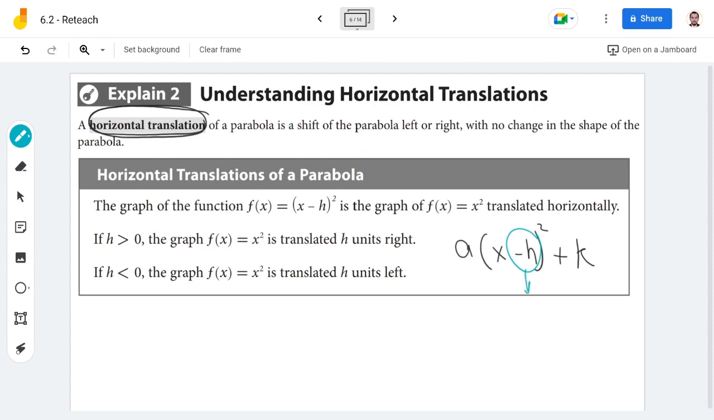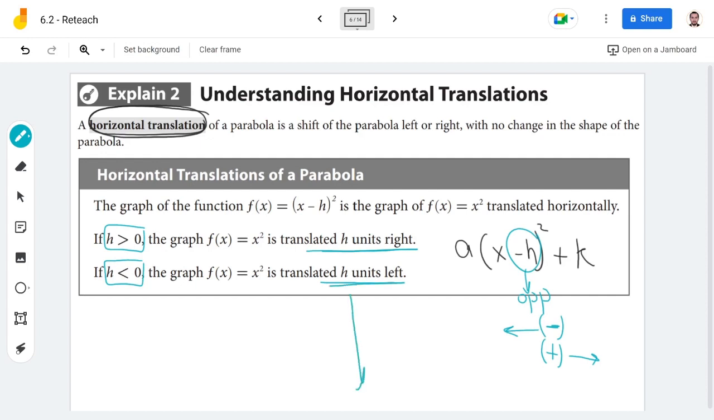Now, h is always, I told you, the opposite sign. So if you have a negative, we go to the left. If we have positive, we go to the right. When you identify h, always take it as the opposite. So when h is greater than 0, the graph will be translated to the right. When h is less than 0, which is negative, it's translated to the left.